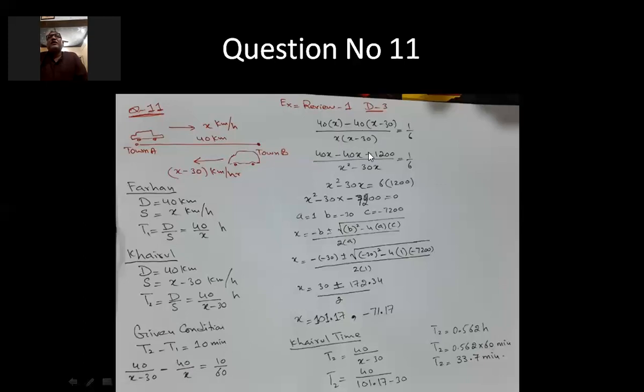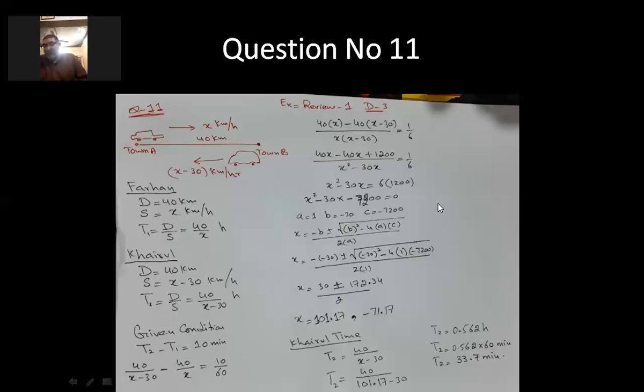We will have 40X minus 40X plus 1,200, and downstairs it will be X square minus 30X equals 1 by 2. So that 10 and the 60 have been cancelled, and you are left with 1 by 6 only. Okay, so we have found that equation.